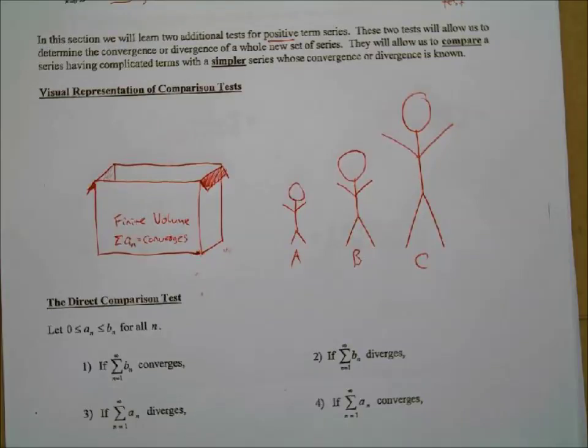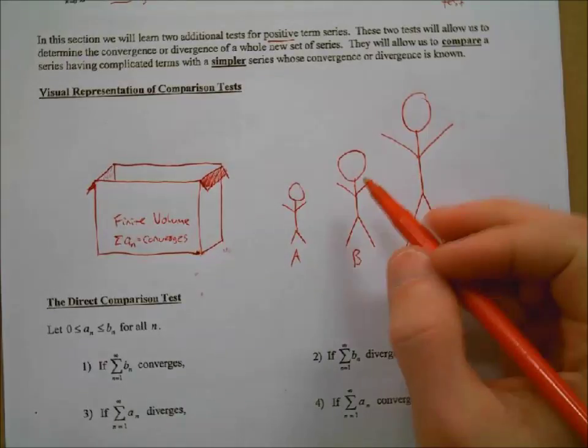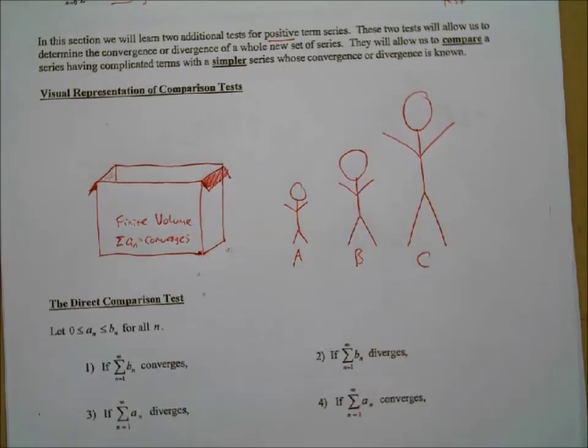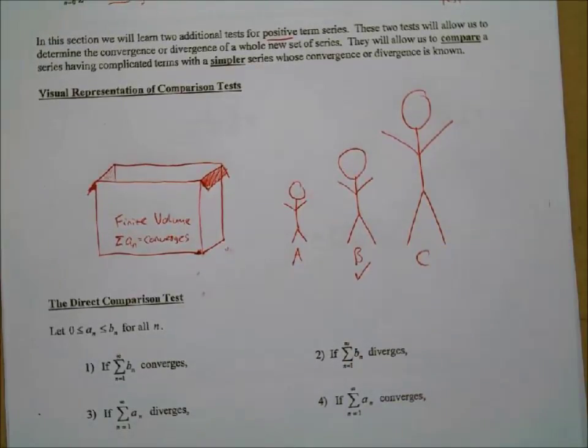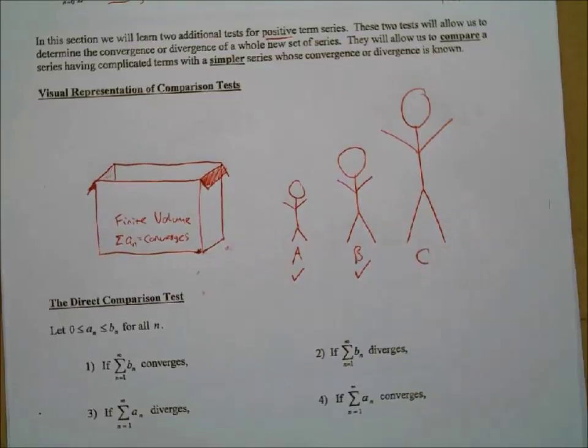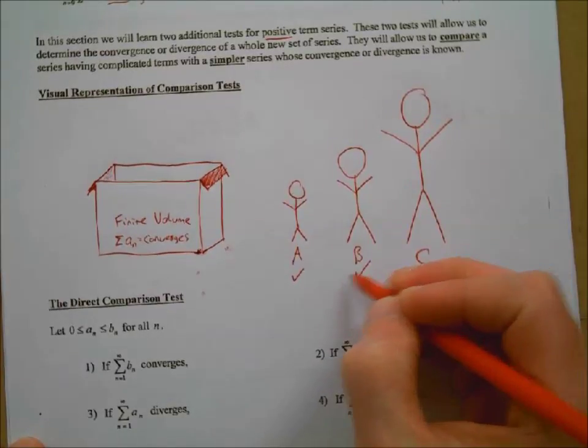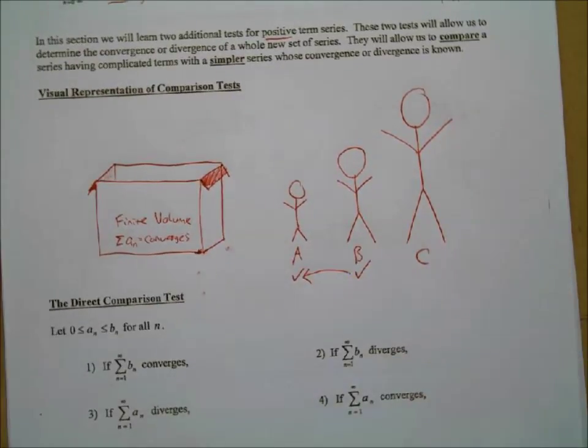So anyway, these 3 people are going to try and get inside the box. Let's say that we send person B into the box, and it worked. Person B fits in the box. Can we say anything else about the other 2 people and whether they will fit? A will definitely fit in the box. Why? Because A is smaller. That's right. So if we get B to work, we know that A will also fit.